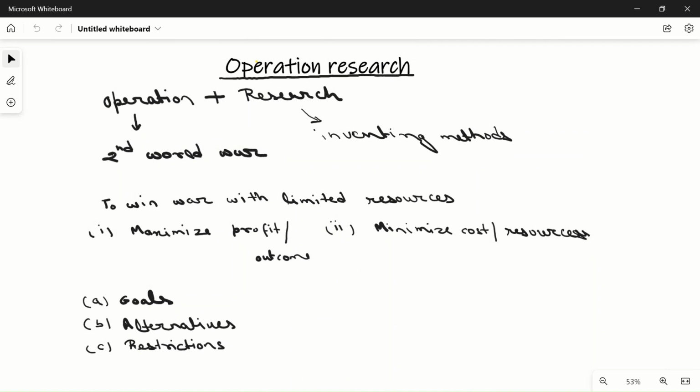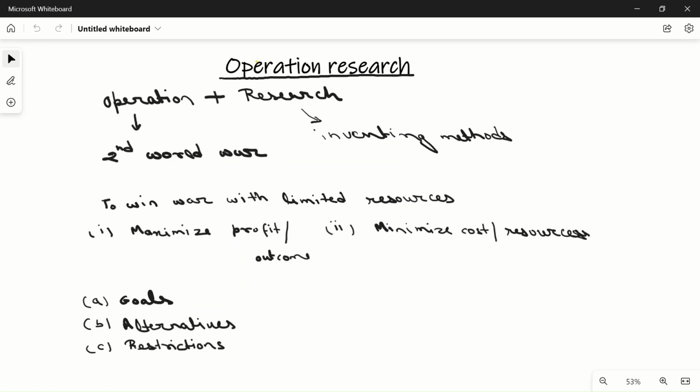So in today's video we will start our subject operation research. In this subject we will solve various types of problems like linear programming, in which we will solve using the graphical method and simplex method, and we will solve queuing problems, and we will solve PERT, CPM and related problems.